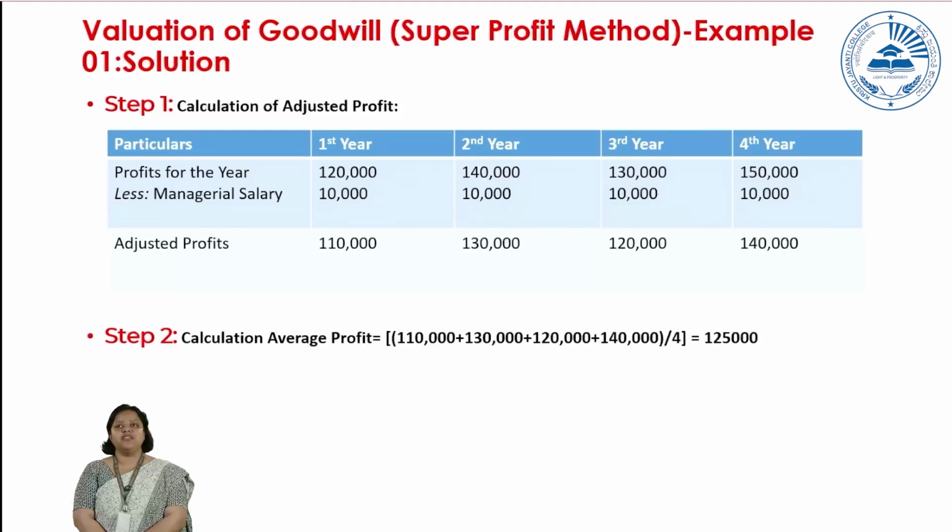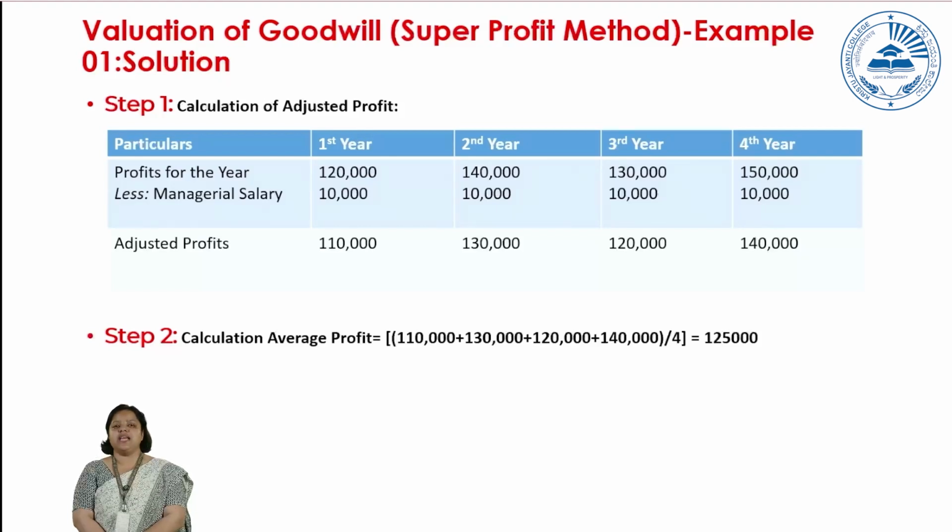From there, in the question, we have one adjustment, that is manager's salary. Manager's salary is a business expense, so I have deducted 10,000 rupees per annum from each year's profit. So 1,20,000 minus 10,000, first year adjusted profit will be 1,10,000. Second year adjusted profit will be 1,30,000. Third year it will be 1,20,000 and fourth year it should be 1,40,000. So this is my step 1, calculation of adjusted profit.